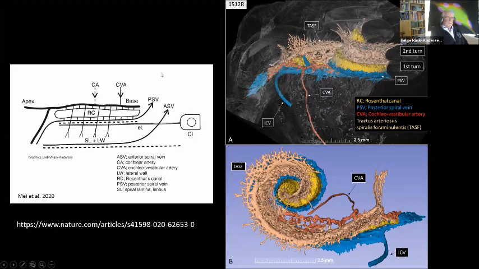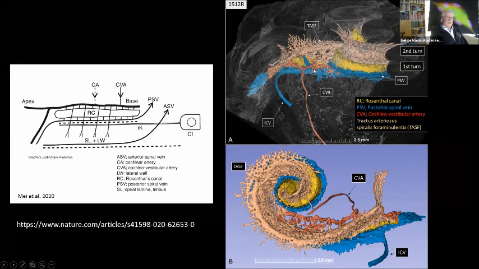So another thing that we just analyzed is the vascular supply, which is of course extremely important for the preservation of neural structures. And we found very interestingly that the Rosenthal canal is supplied by a separate vascular system through the cochlear-vestibular artery and cochlear artery. And there is also a double drainage route and a special route for the Rosenthal canal through the posterior spiral vein. This is probably the explanation that you can get fairly good CI results, even though the cochlea is heavily damaged. So that is the good news for the surgeons.